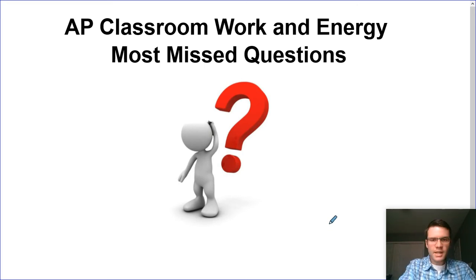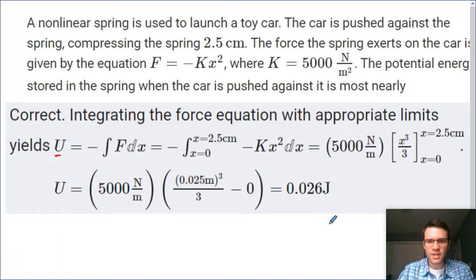All right, AP Physics, here are your most missed questions for the work and energy section for multiple choice. Here's your first one. A nonlinear spring is used to launch a toy car. The car is pushed against a spring, compressing it 2.5 centimeters. The force the spring exerts on the car is given by the equation. Here it is. And they give us the k value. They want to know the potential energy stored in the spring.